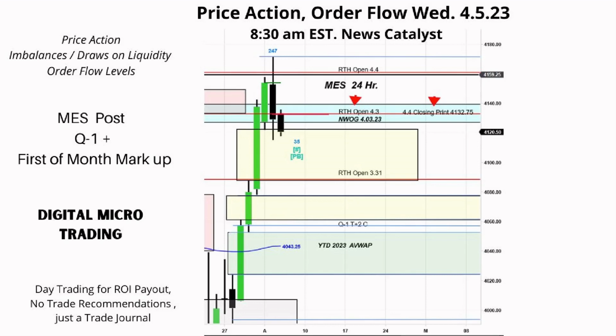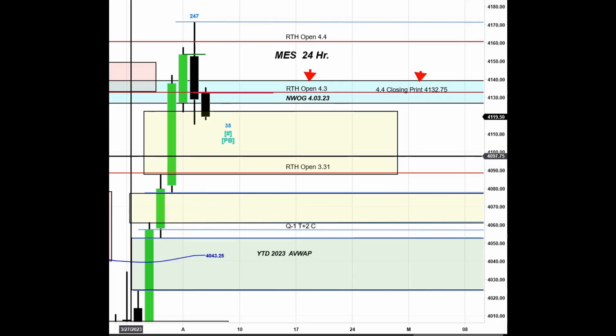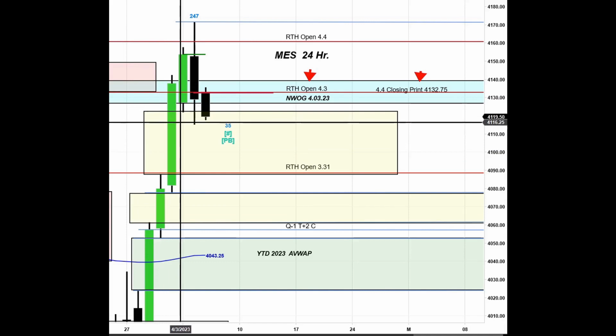My narrative right now, my idea for the journal is this MES, the price action on the large time frame. Where are we after the Q1 window dressing and the first day of the month markup? Are we able to support the high prices? So I'm going to cover that. We start with the 24-hour chart. Let's get right to it. S&P Micro Futures 24-hour chart.